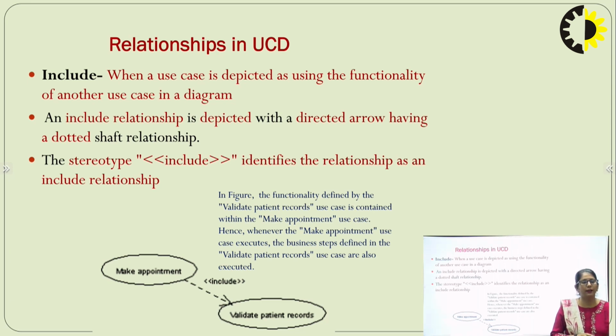Include here defines that to make an appointment, validating its record is mandatory. It is included in that. Automatically it will do that. Otherwise the make appointment will not be performed. This use case is only completed once it validates the patient record, then only the appointment will get fixed. So it is an included use case in that. One use case will not get completed unless the included use case gets performed. So in include, one use case is using the functionality of another use case here.